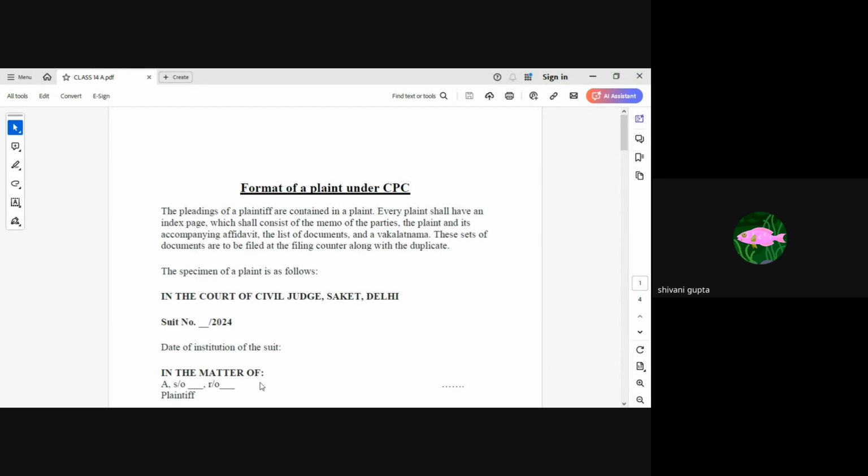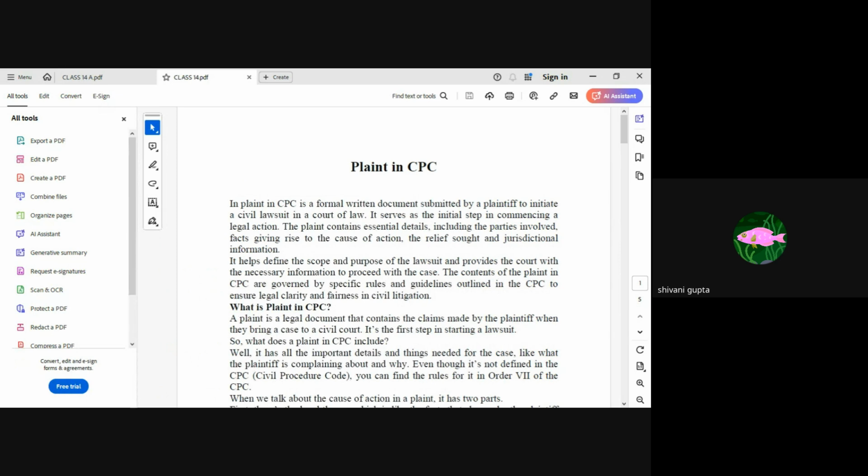Now the first thing that comes to mind is what the plaint is particularly. The plaint under the CPC is the basic platform or foundation upon which the whole CPC trial, the whole CPC procedure and the court proceedings rest.